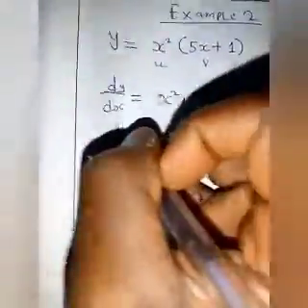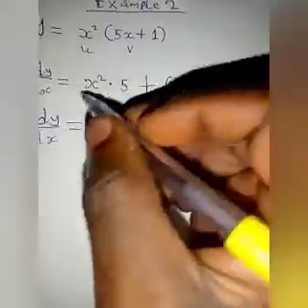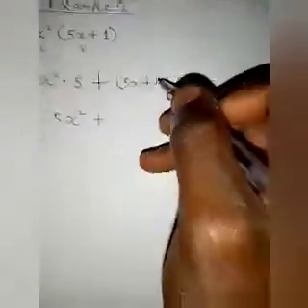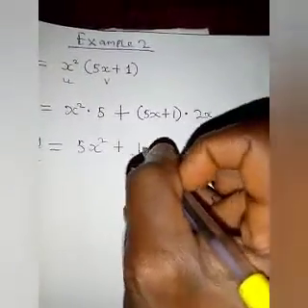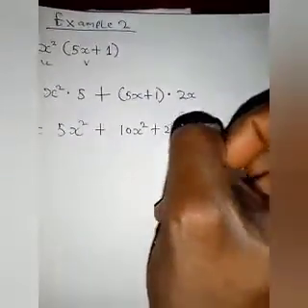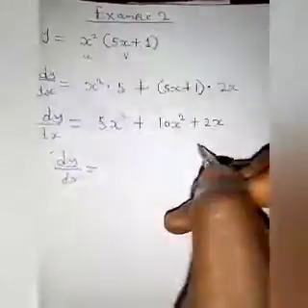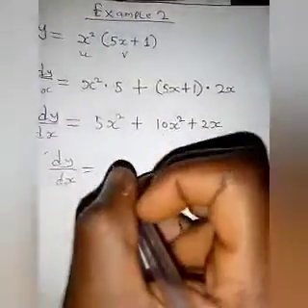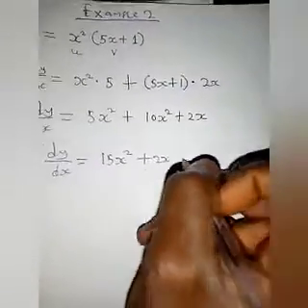So from here, dy/dx will equal 5x² plus, when we expand this, we have 10x² + 2x. So when we collect like terms, adding this together, dy/dx will equal 15x² + 2x.